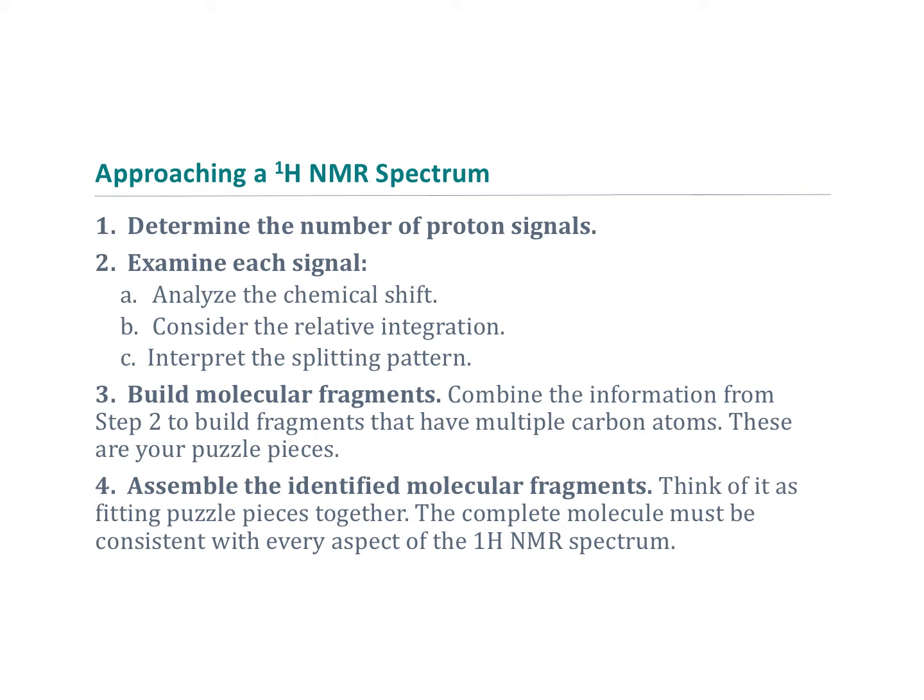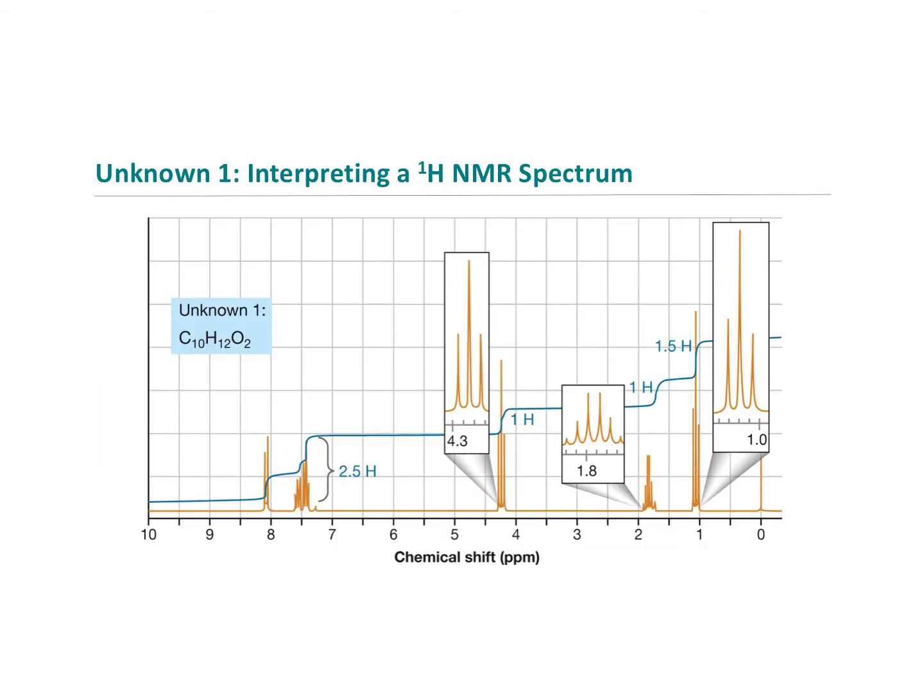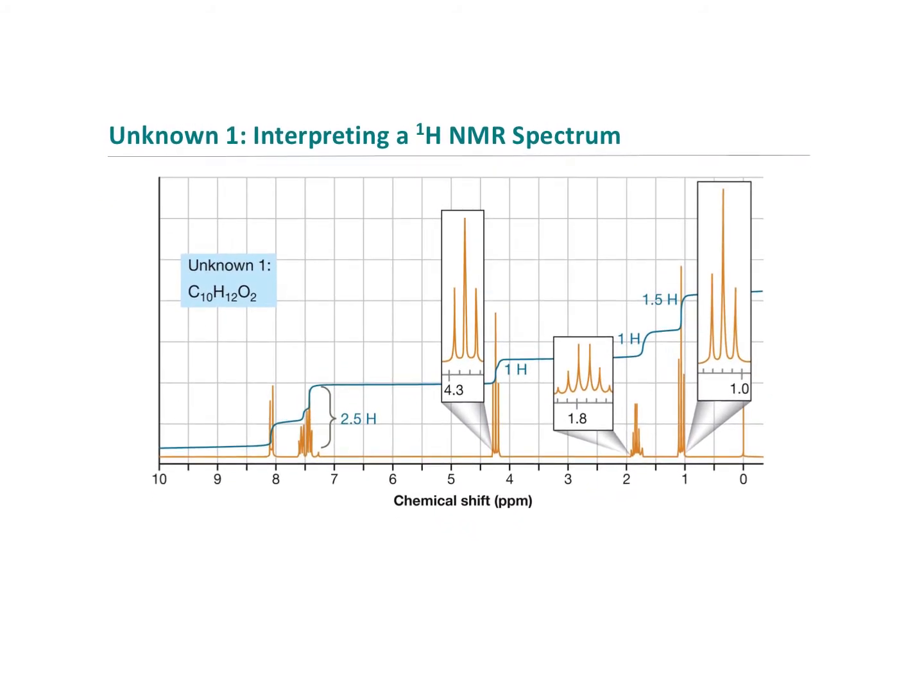So let's look at our unknown spectra. So here's our unknown spectra. When we look at this, what's really nice is we have the chemical formula. It's C10H12O2. As I look at this, I want to evaluate a few things.